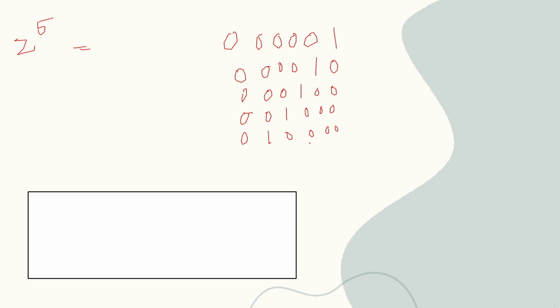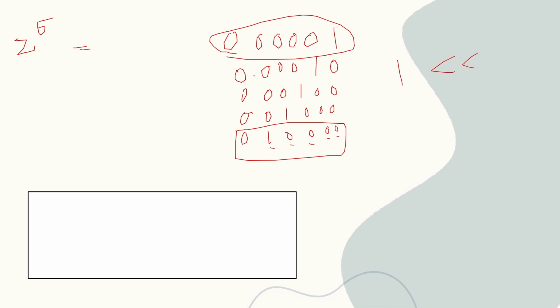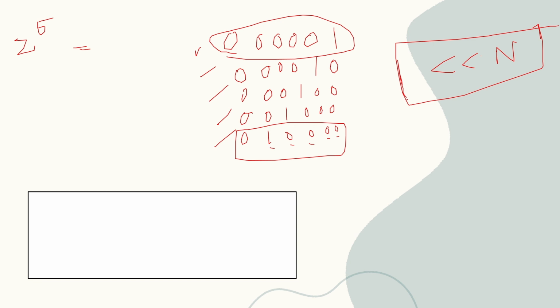Now you can clearly see it's 2 power 0, it's 2 power 1, it's 2 power 2, it is 2 power 3, and it is 2 power 5. So finally you got your 2 power 5. So the idea is very simple. Take 1 and you left shift it how many times? You can clearly check. 1, 2, 3, 4 and 5. So you left shift it n times. That's it. That brings up your answer. So you need to take 1 and you need to left shift it n times. That's it.